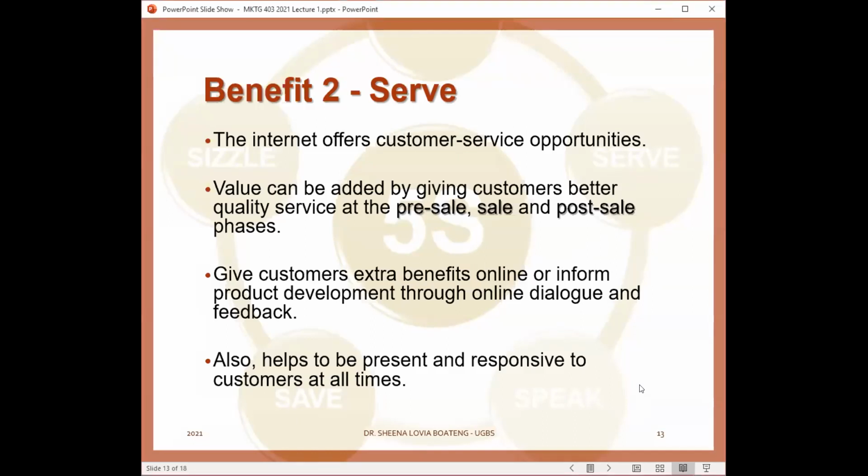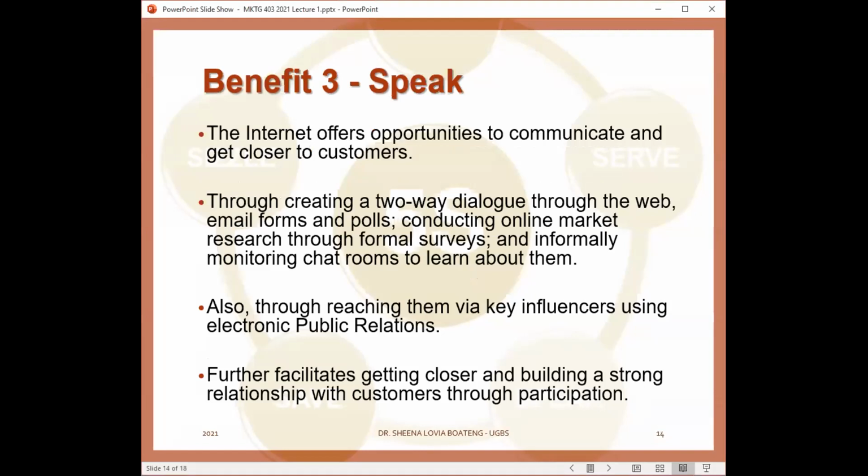Let's move on to the third dimension, which is the speak dimension. So the first dimension we talked about was the sell dimension, we did the serve dimension, and now we're on the speak dimension. And the speak dimension is basically what it is. It facilitates speech between the customer and the firm. In other words, communication is enhanced. And through communication, customers and firms can build a closer and better relationship.